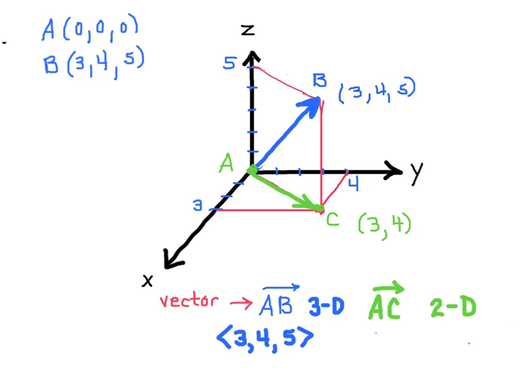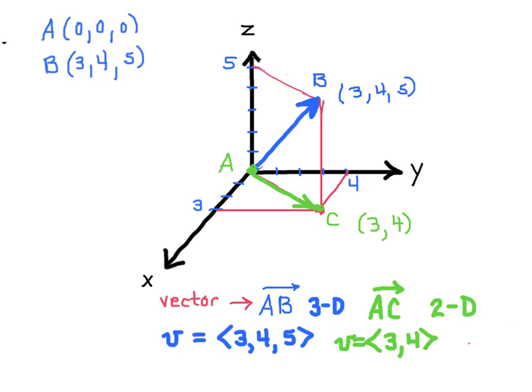And then in two-dimensional space, vector C is merely 3, 4. So that's how we would write our vector in component form, where we have our x component, our y component, and our z component in 3 dimensions, or our x component and our y component in 2 dimensions. So here I can say that my vector AB is equal to vector 3, 4, 5, and then my vector AC is equal to 3, 4.